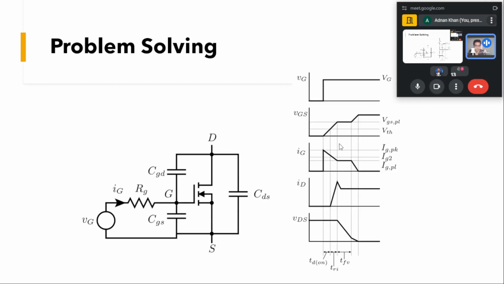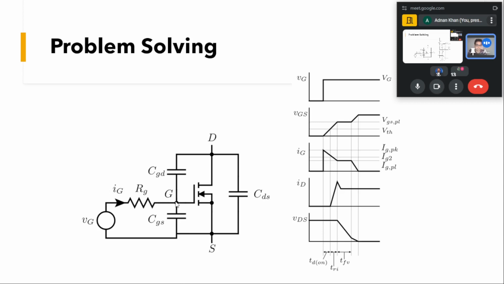We know before this Miller period, our device is turned off. Now as soon as our gate source charge reaches this Miller plateau, what happens after that? The ID current starts to flow, and the voltage that is being blocked by this capacitor starts to decrease. That happens during this Miller time or Miller plateau. So what will happen after that? IG was initially charging this VGS.